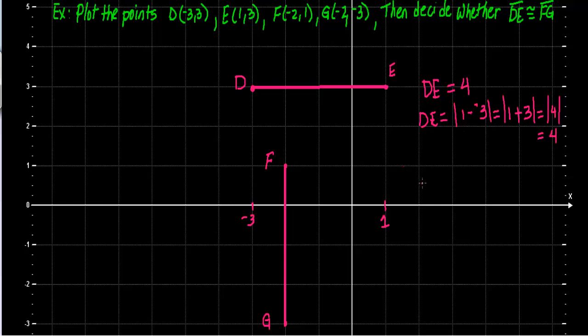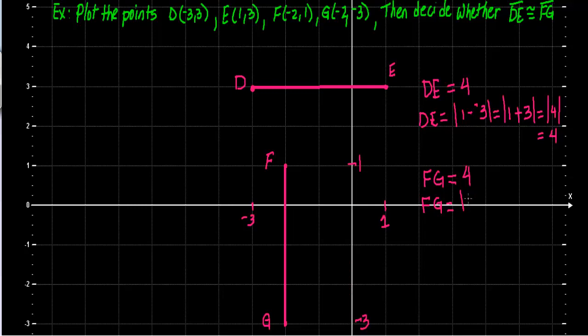Now let's look at segment FG. What is the distance between FG? Again, I can just count squares. 1, 2, 3, 4. Another way of finding the distance between FG is looking for the absolute value of the y-coordinate. Now we use the y-coordinate in this case because it's a vertical segment. So here I have a 1 on the y for F, and for G I have a -3.